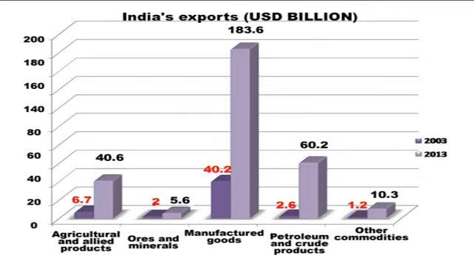The export of ores and minerals has grown by 12.1% to stand at USD 60.2 billion in 2013. Export of other commodities has grown by 1.2 to 10.3 USD from 2003 to 2013. The detailed description of major export items of India from 2003 to 2013 is listed below.